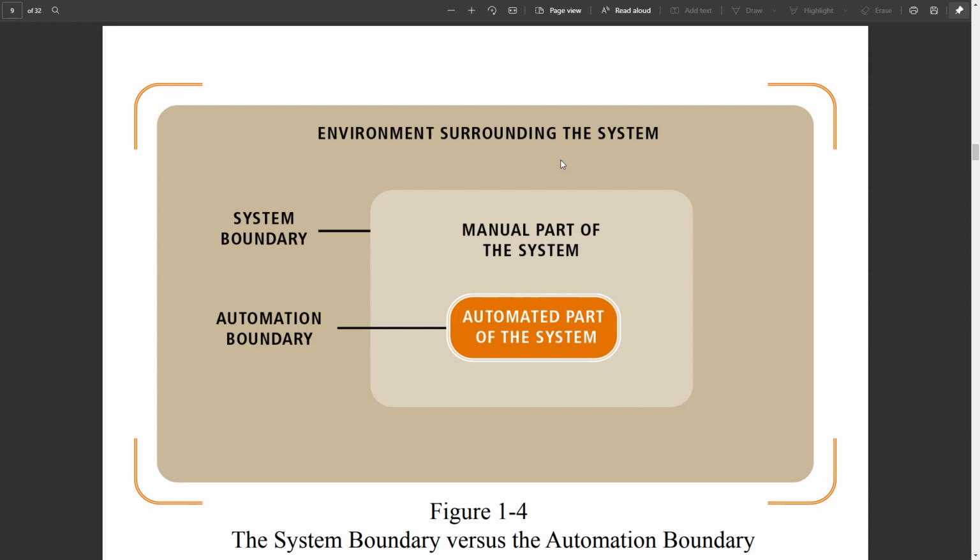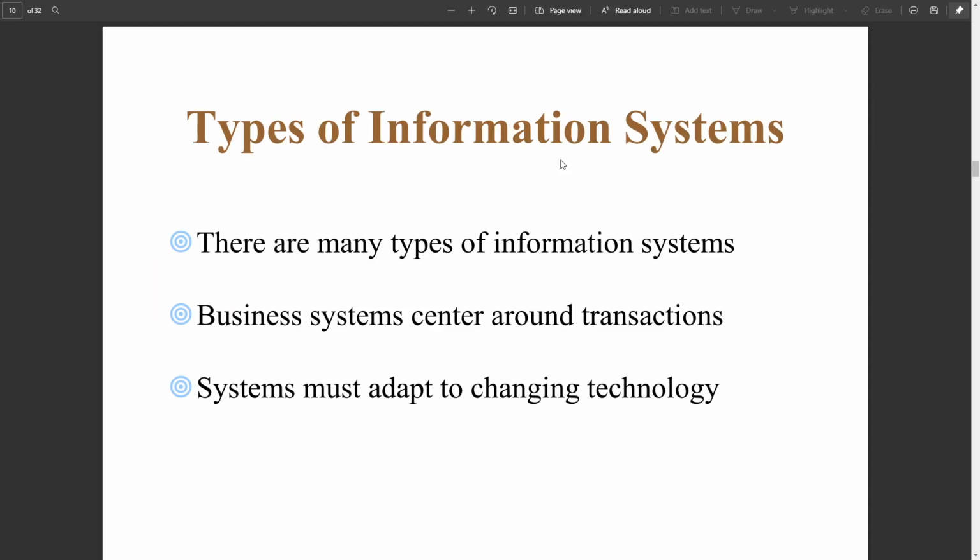And there's a boundary between the two of them. Yung automation and yung manual. Okay? Kaya yung sabi ko, systems re-engineering. So the types of information systems. So maraming types of information systems. And business systems center around transactions. So systems must adapt to changing technology because technology has been rapidly changing. Okay? So you won't want your system to be obsolete.